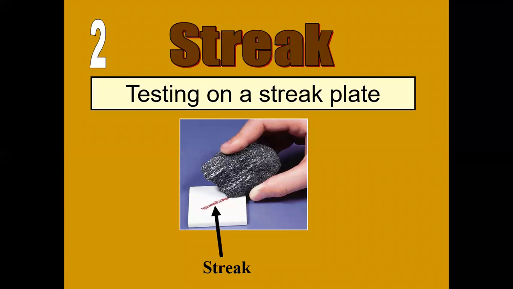And what it's doing is it's leaving behind its powder, what it's made up of, and it's going to be a specific color. Okay, this is a great way to tell the difference between certain minerals and what they are, because all of them have a very specific streak color. And that will not change even if the mineral's color changes.